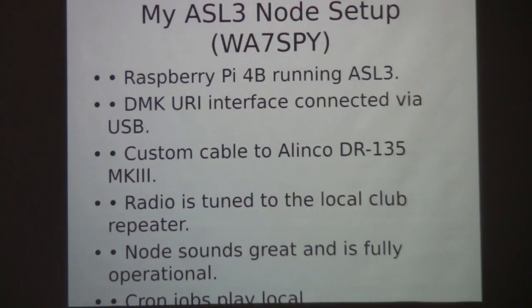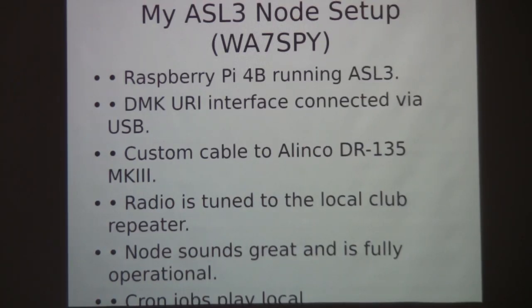So what we have for the Chico Gears is a Raspberry Pi 4B running ASL3, the latest version. It's got a URI as the interface, and then a custom cable to an Alinco DR135 Mark III 2-meter single band radio. And the reason I chose that radio is it's got a connector right on the back. It's an old radio, they don't make it anymore, but it's got all the ins and outs for the audio, the push to talk, COS.